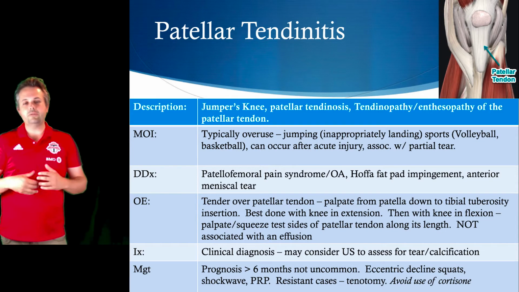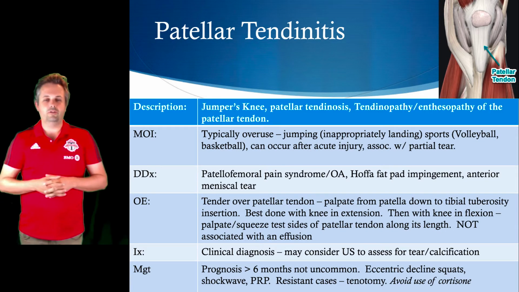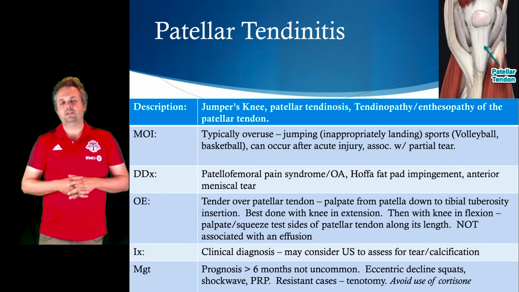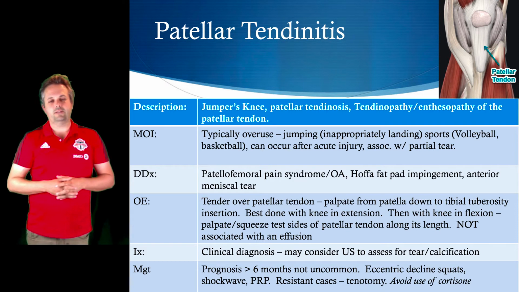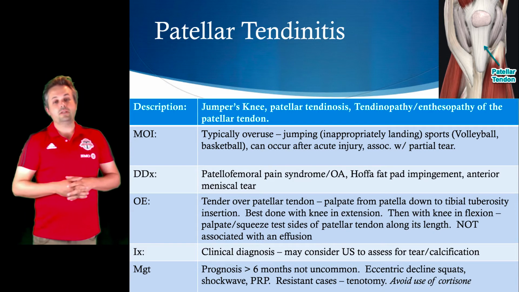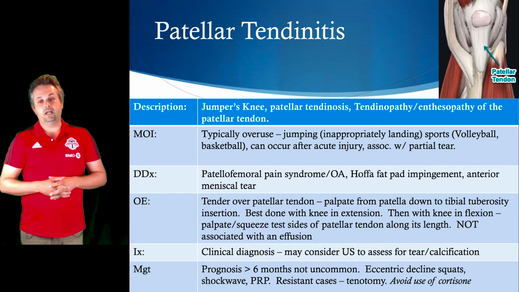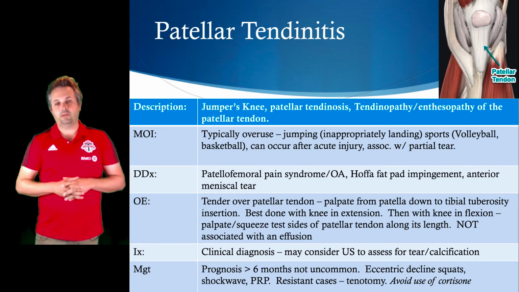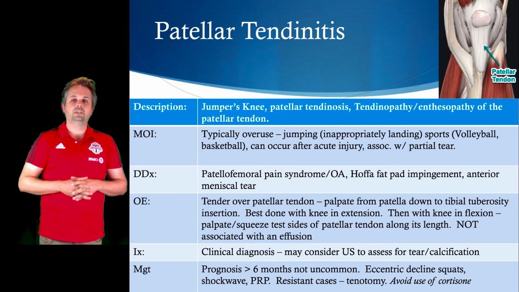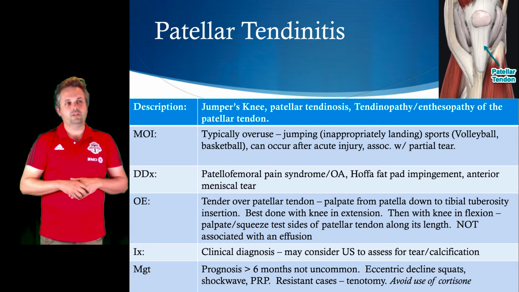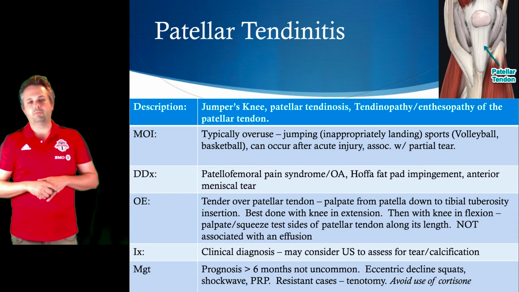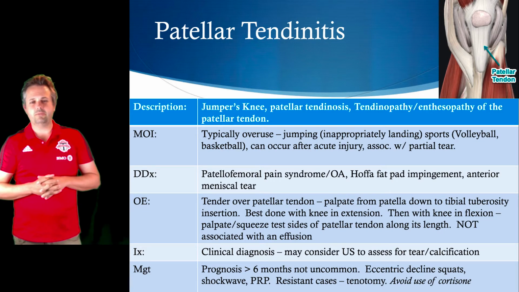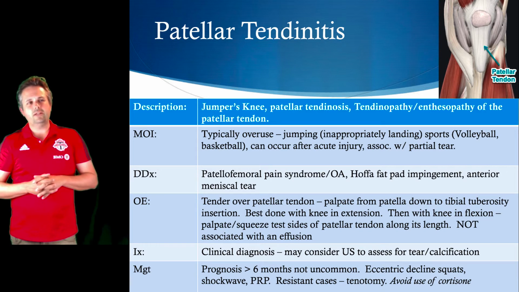This is a clinical diagnosis, but once again, if you have the availability of bedside ultrasound, I would recommend using it in these cases. The tendon's very superficial and very easy to identify, as well as assess on ultrasound. Prognosis, it's not uncommon for these to last over 6 months. In terms of treatment modality, we recommend eccentric decline squats, as well as quadriceps and rectus femoris stretching. Shockwave has been described in literature as an added modality that can be helpful, as well as platelet-rich plasma has been used in a number of management studies. In resistant cases, you can refer to orthopedics.